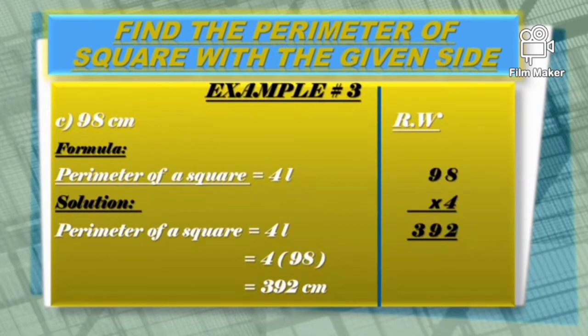Alright students, let's move to another example, number 3, to find the perimeter of a square with the given side 98 centimeter. Now write the formula of a square, which is 4L. Now put the value of length of a side of a square in the formula, then multiply 4 by 98. We will get 392 centimeter. That is the perimeter of a square.